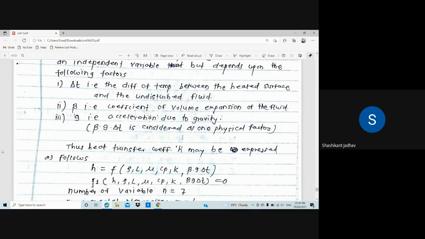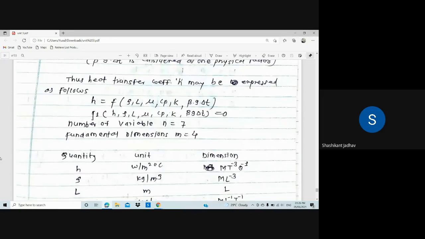Instead of these three factors, we have to consider only one factor. So beta g delta T is considered as one physical factor. Okay, instead of considering these three separately, we consider a single factor, that is beta into g into delta T, as one physical factor.